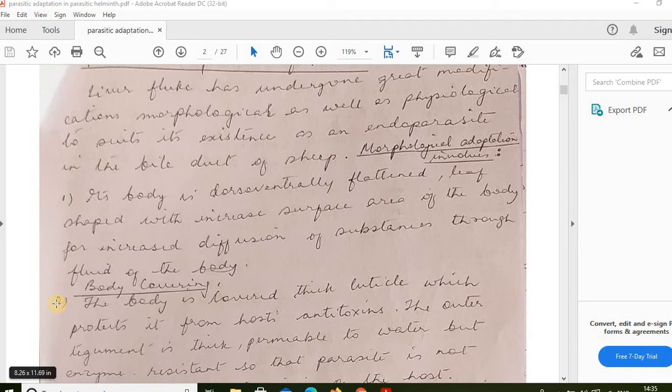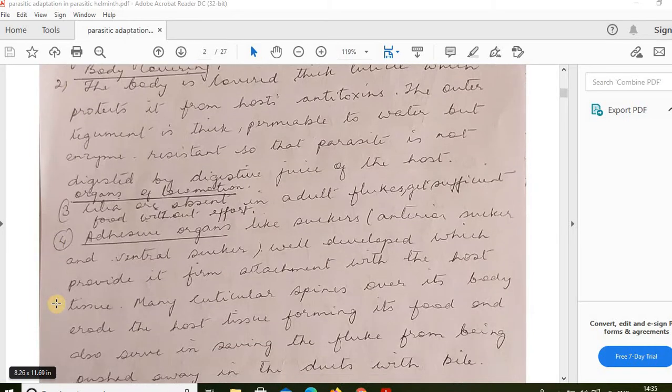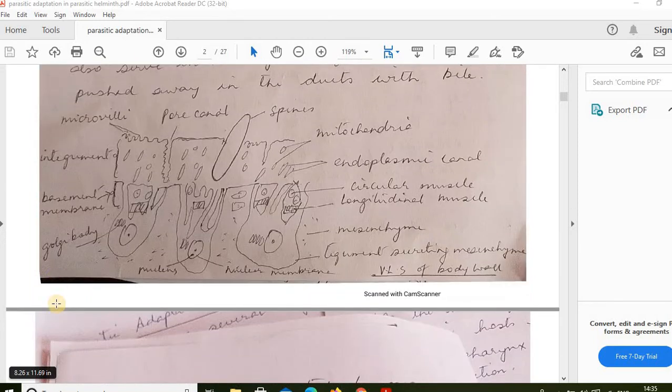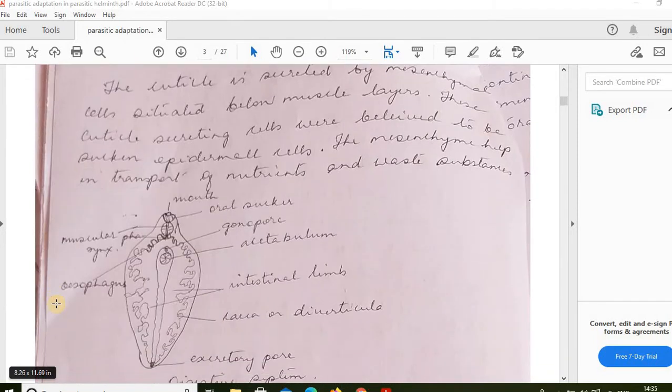Morphological adaptation: its body is dorsoventrally flattened. It looks like a leaf shape with increased surface area of the body for increased diffusion of substances through the fluid of the body. So the shape of Fasciola, this one is Fasciola, is dorsoventrally flattened. It looks like a leaf.